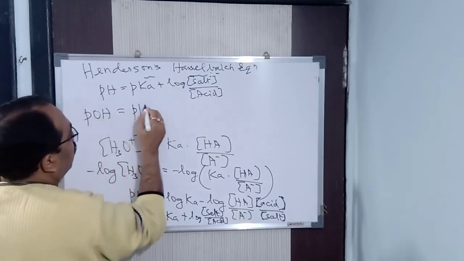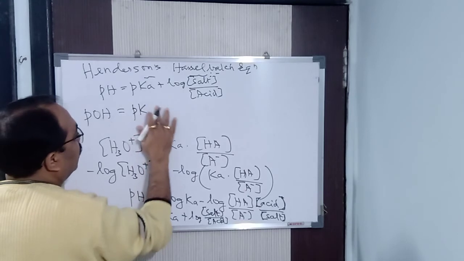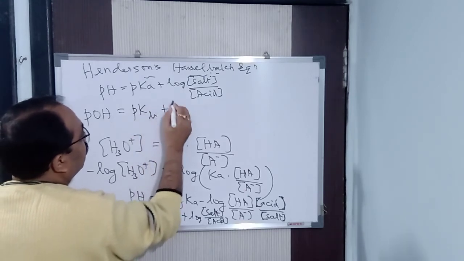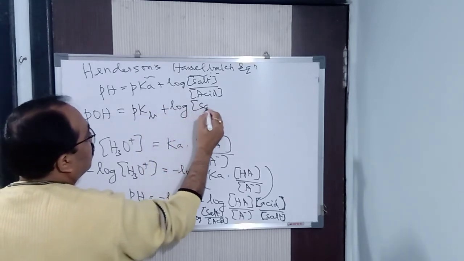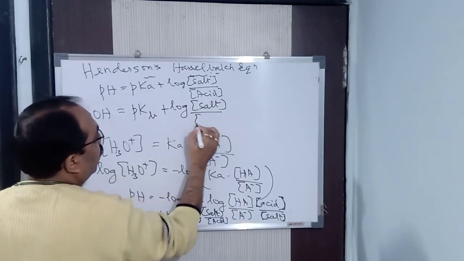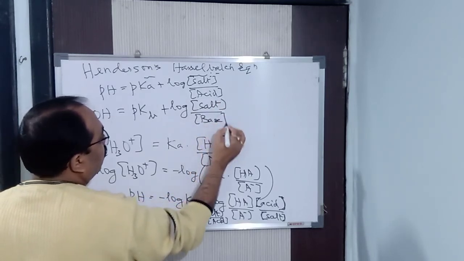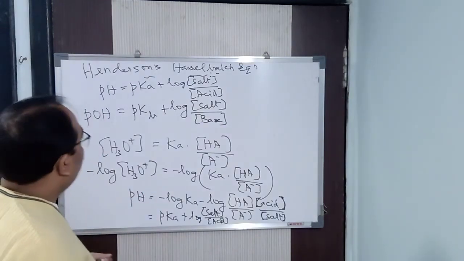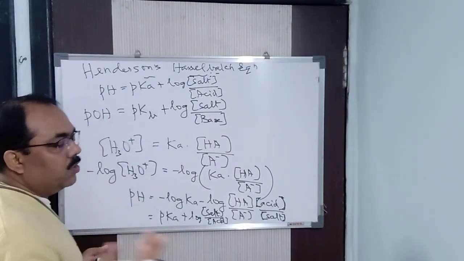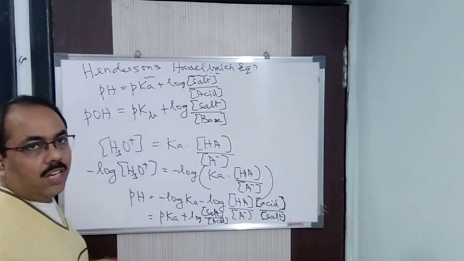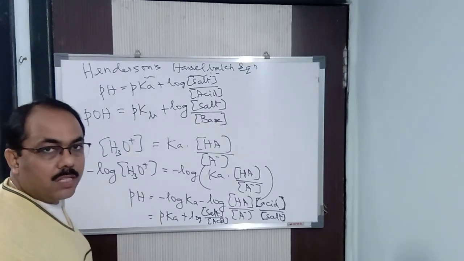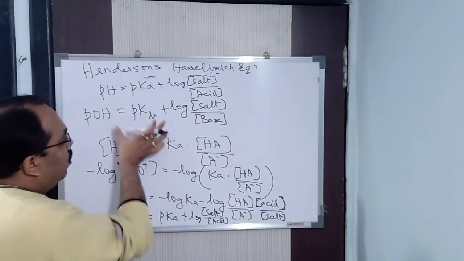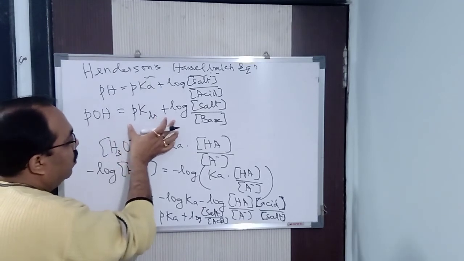For basic buffer it will be pOH. pOH is equal to pKb. Instead of pKa it will be pKb plus log concentration of salt by concentration of base. Now how to calculate pH? You know, once you get pOH, pH plus pOH is 14. 14 minus pOH will give you pH. Alright. So this formula is for Henderson's equation for basic buffer.